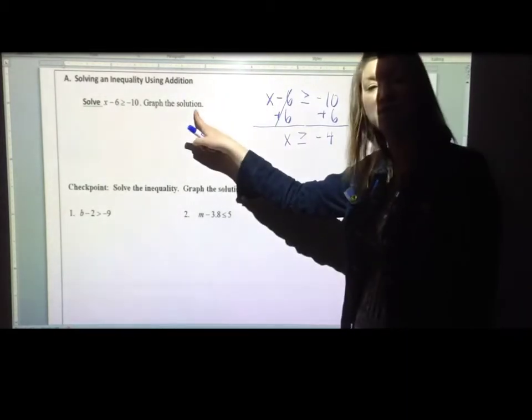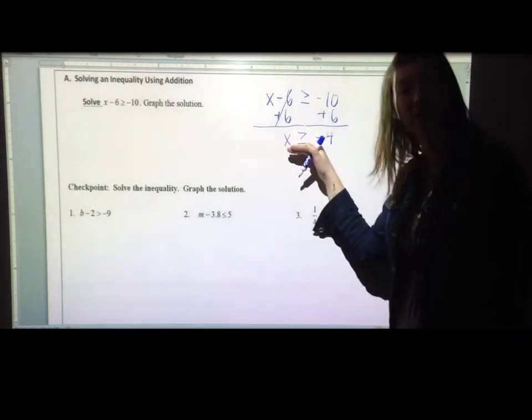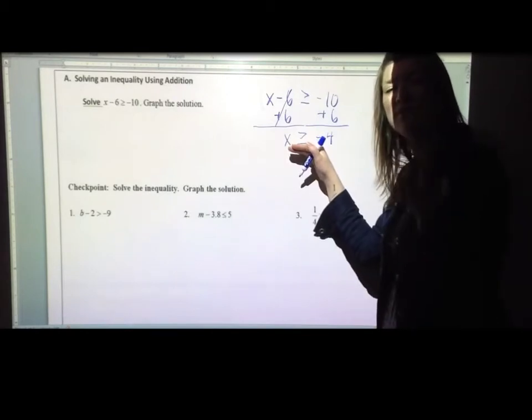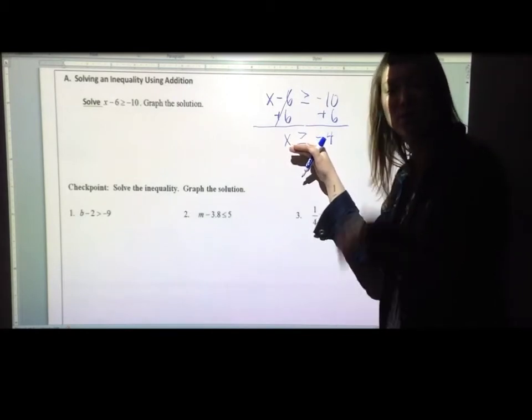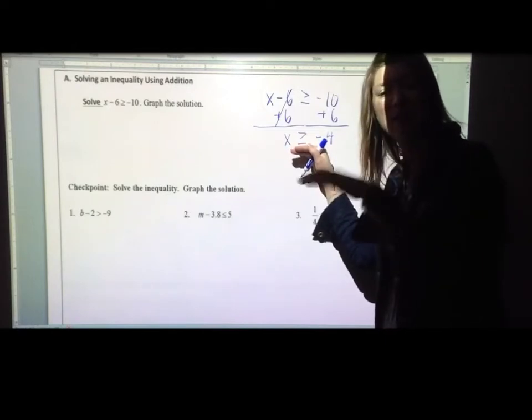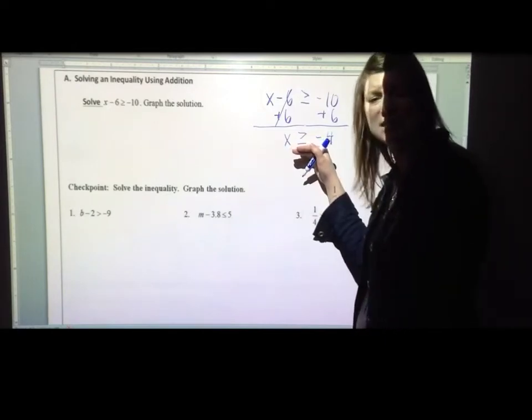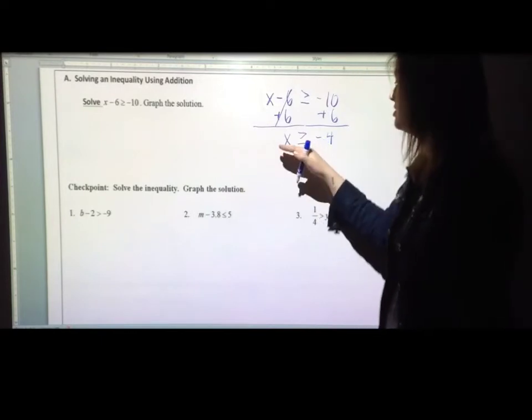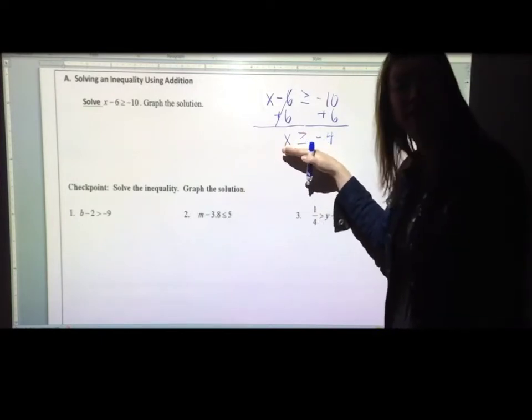It asks us to graph the solution. We can't just state a single solution because now in inequalities we have an infinite amount of solutions. So we have to show those infinite amount. We can't list them. We'd be here for days, months, years, decades, centuries if we were listing all those answers or solutions. So we're going to graph it on a number line.